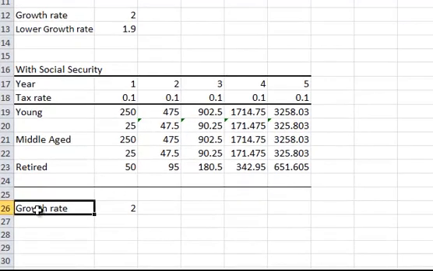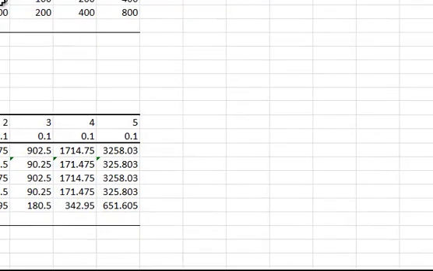So, and this, let me get rid of this growth rate. Growth rate wasn't 2 down here, it was 1.9. So that's one of the things that Social Security affects, the distribution. And people who are retired didn't have the income that they would have had if they saved the same amount when they were younger and consumed it when they retired.